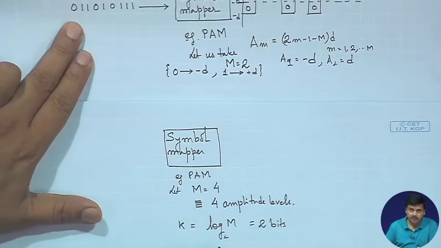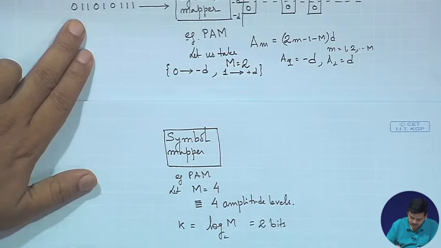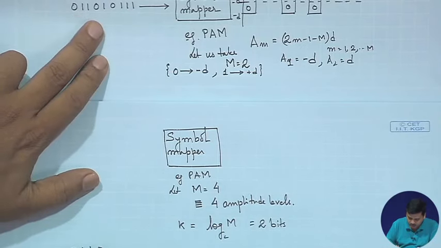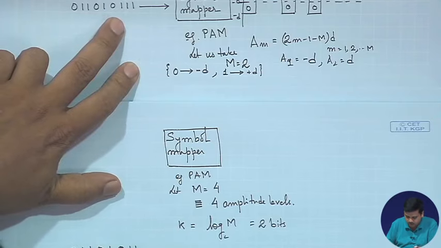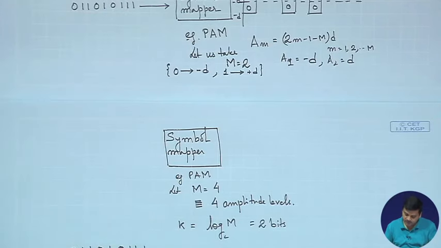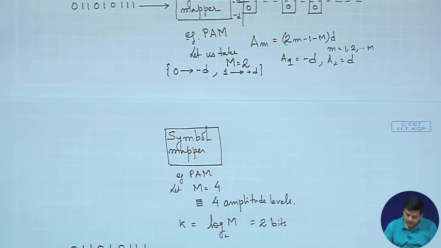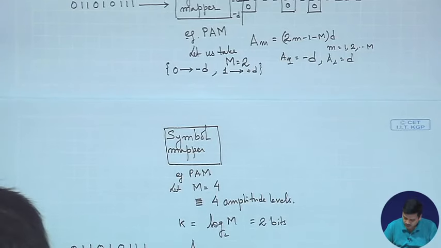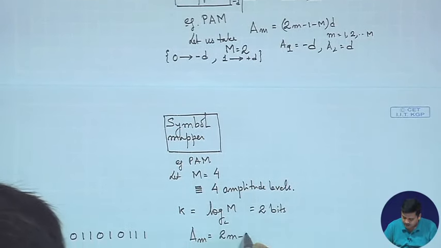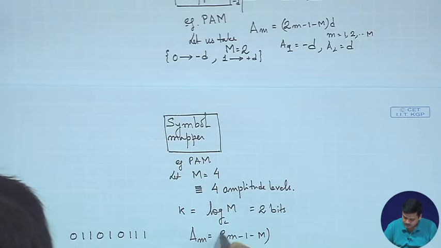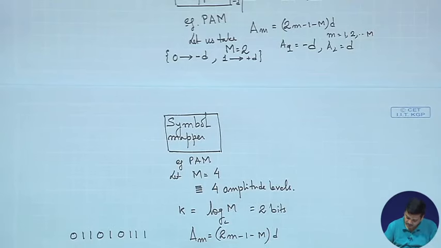So, if we are taking this sequence, we have the input sequence 0, 1, 1, 0, 1, 0, 1, 1, 1. Suppose we have this sequence. So, we have to find what amplitude levels do we have. If we use the same method, we are going to get A 1 is equal to 2 minus 1, that is 1, minus 4, that is minus 3, times d, it is minus 3 d.